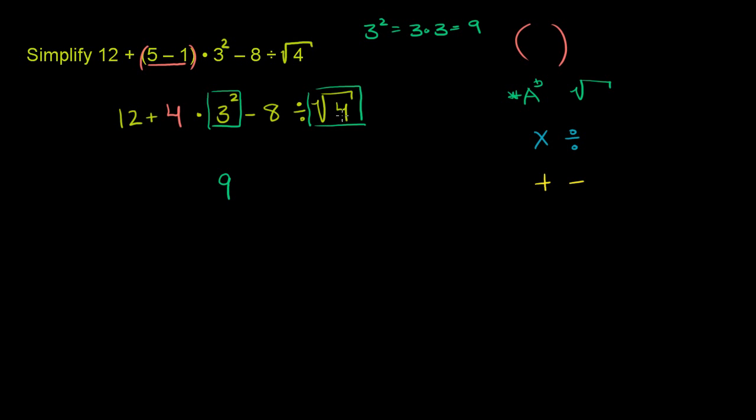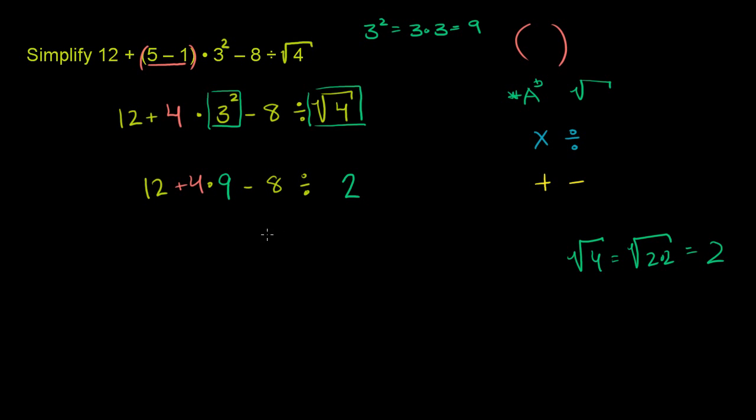And the square root of 4. What positive number, or non-negative number, I should say, times itself is equal to 4? Well, it's 2, right? This is the same thing as the square root of 2 times 2, which is equal to 2. So the principal root of 4 is 2. And then we have everything else there. We have the 12 plus this 4 times this 9 minus 8 divided by that 2 right there.